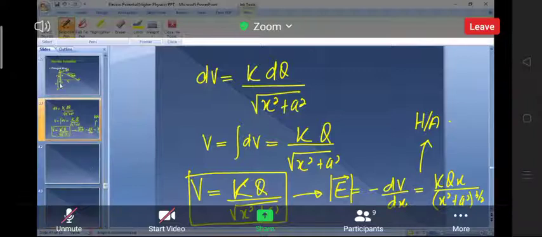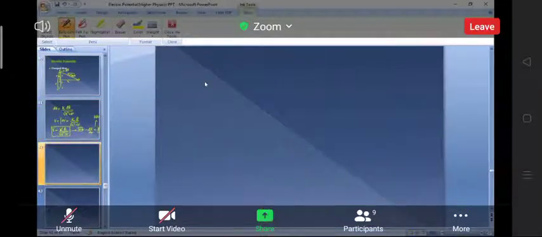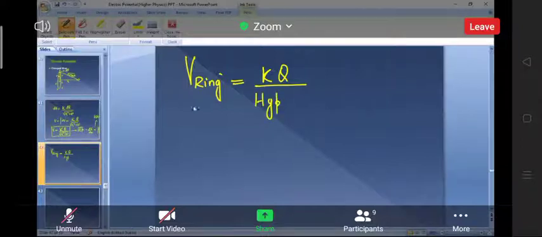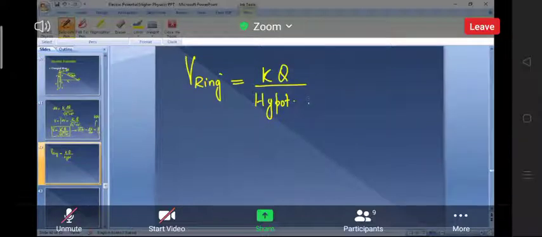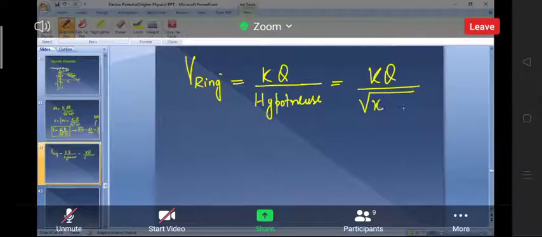The potential because of the ring is simply equal to k multiplied by charge q divided by the hypotenuse, or the slant height, the hypotenuse of the point of interest from the ring. You can memorize it like this: kq divided by hypotenuse, which is equal to under root of x square plus a square. So this is the electrostatic potential due to the ring.